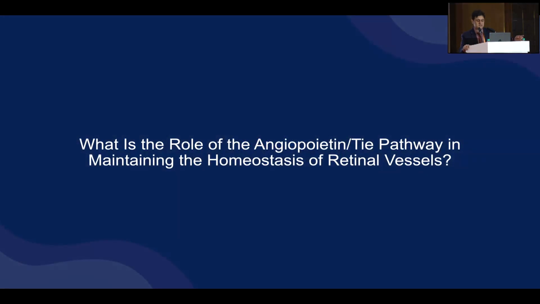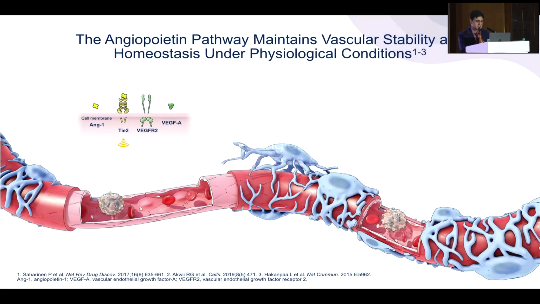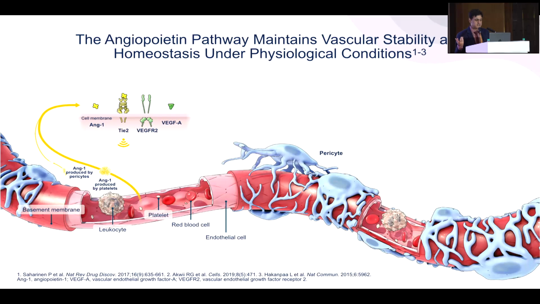So what is the role? Again, a bit of theory. What is the role of angiopoietin in maintaining the homeostasis of the retinal vessels? How does it maintain the integrity of the retinal vessels? This is basically the angiopoietin pathway. We have Ang1, which is the good Ang. It binds to the Tie2 receptors, the tyrosine kinase receptor, and both of them help to maintain the integrity of the vessels.